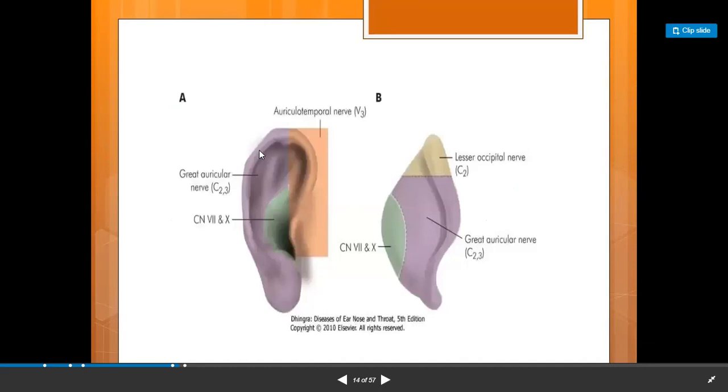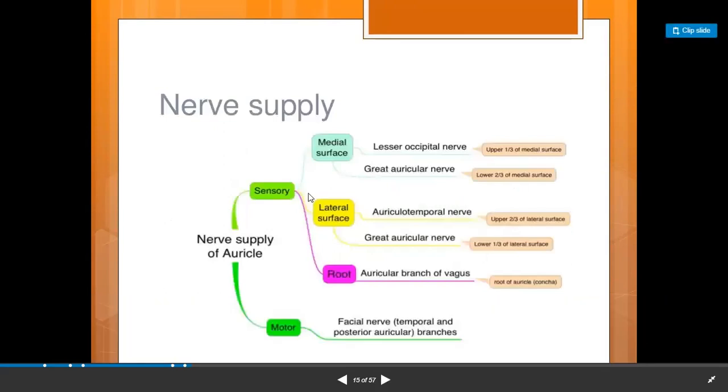Okay. Now this is the nerve supply of the ear. We see it is supplied by the auriculotemporal nerve, great auricular nerve, and the 7th and 10th, that is the facial and vagus nerves. Okay. Then from the posterior aspect, you can see the lesser occipital and great auricular nerves are contributing, which are parts of which plexus? Cervical plexus.